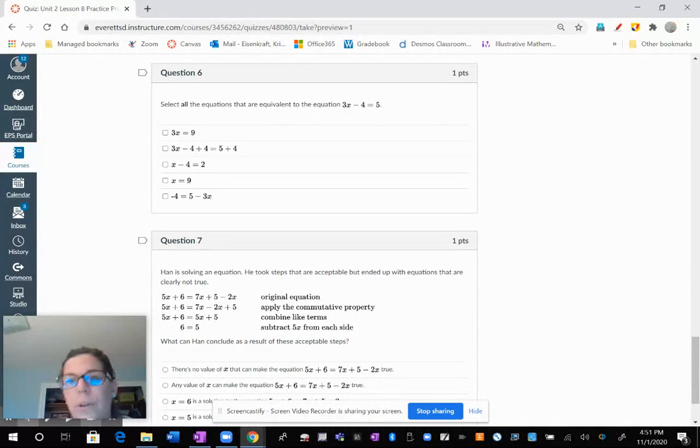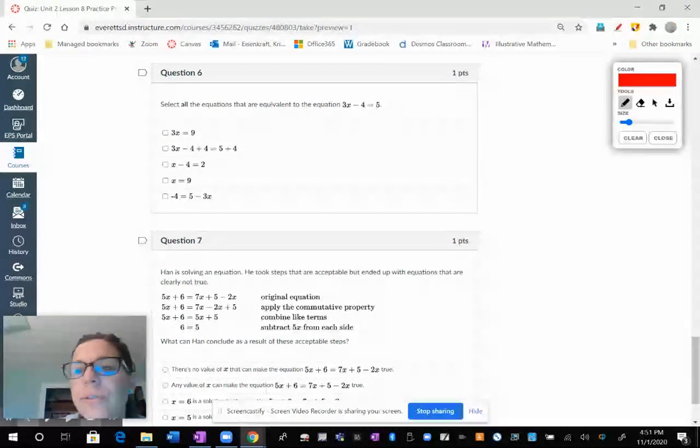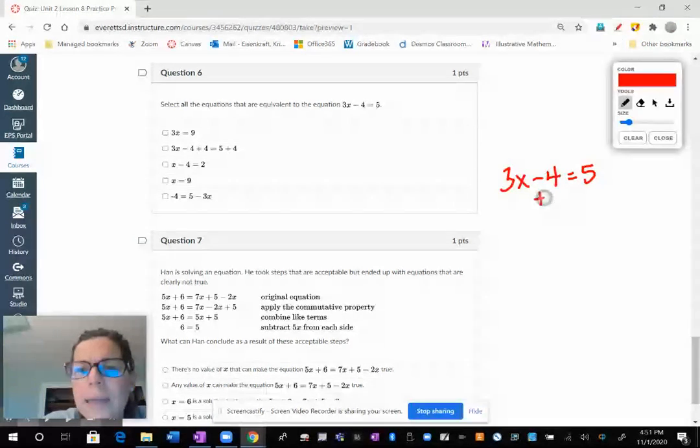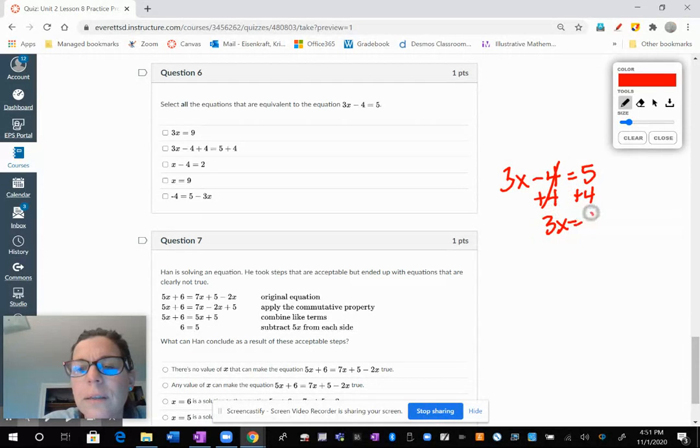So we have 3x minus 4 equals 5. It appears as the first problem. Okay. Oh, my pen's being weird. Okay, it looks like this first one, they added 4 to both sides. That's legal. 3x equals 9. Yay, that is an allowable math move.